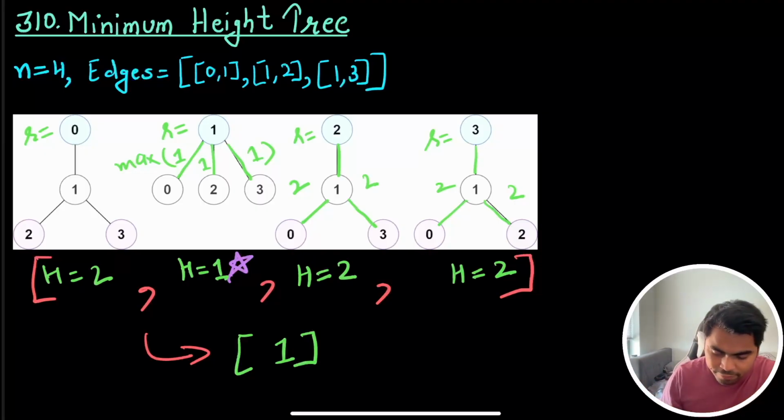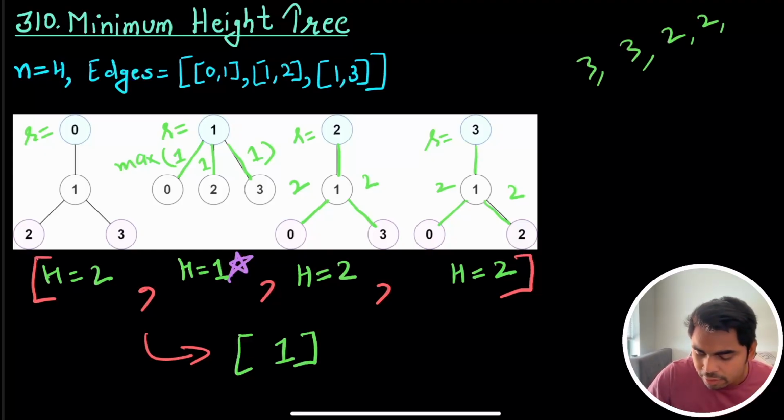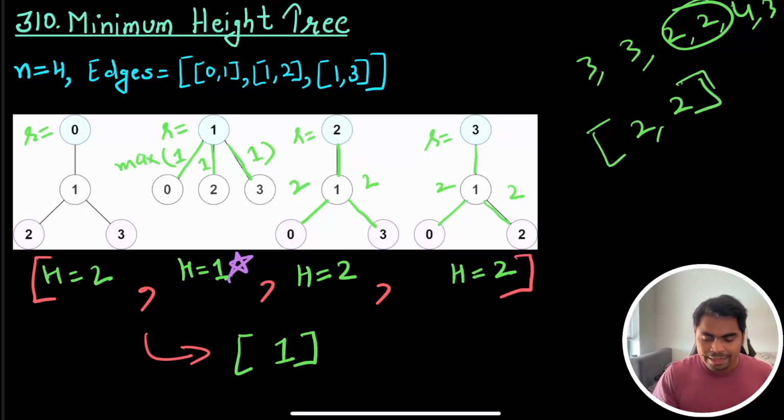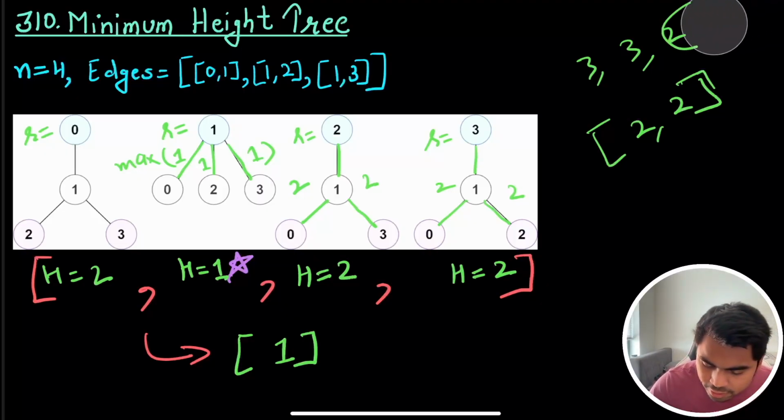Because let's say there was some scenario, not possible in this particular example, where the heights were like 3, 3, and 2, and 2, and then 4, 3. Then these two would become the minimum height trees. So that's why our answer in that case would be 2 and 2. We will go to that case, but let's see how we are going to find this now.